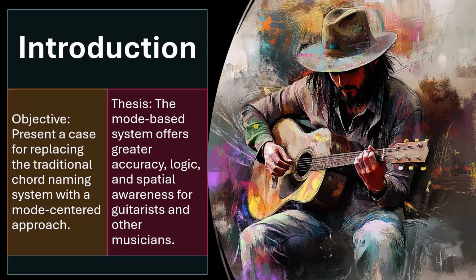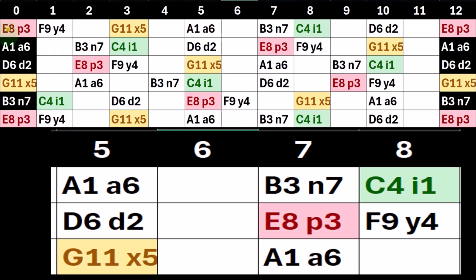Okay, so thesis. The mode-based system offers greater accuracy, logic, and spatial awareness for guitarists and other musicians. In particular, the guitar fretboard, which is mimicked here with the low or heavy E string, the one closest to the ceiling on top, is completely symmetrical, unlike the piano. So I do believe these concepts would be a better way to envision even the piano. I say even the piano because the piano is not completely symmetrical.